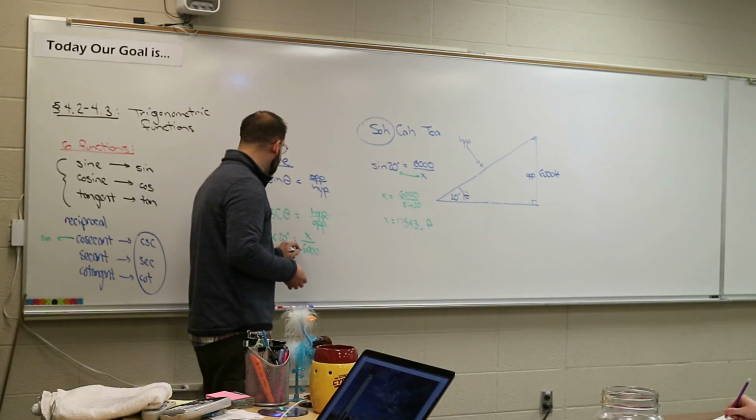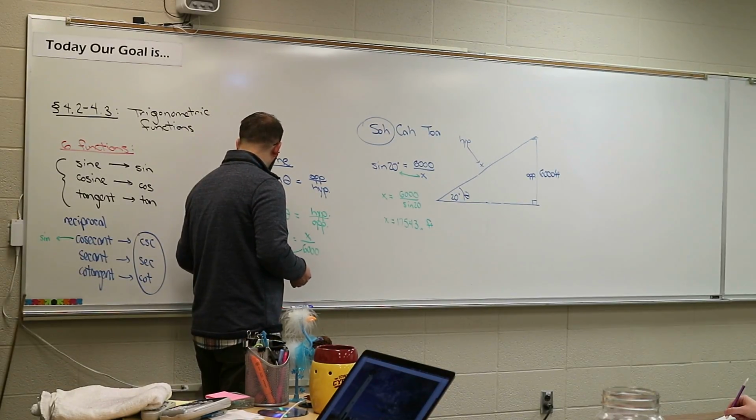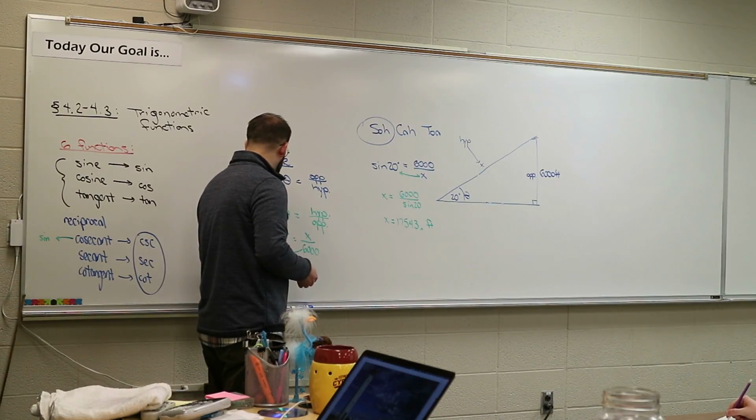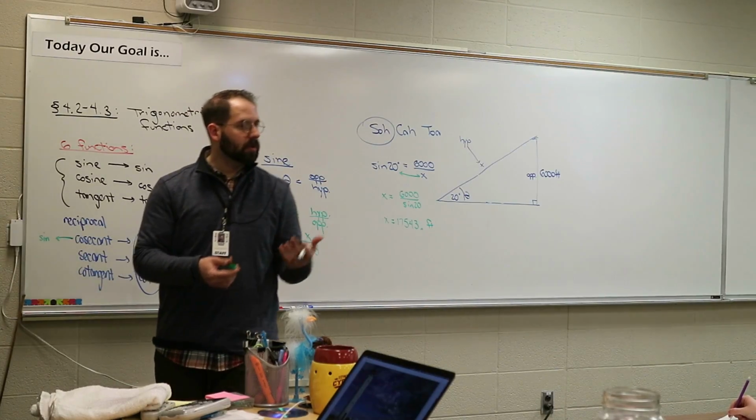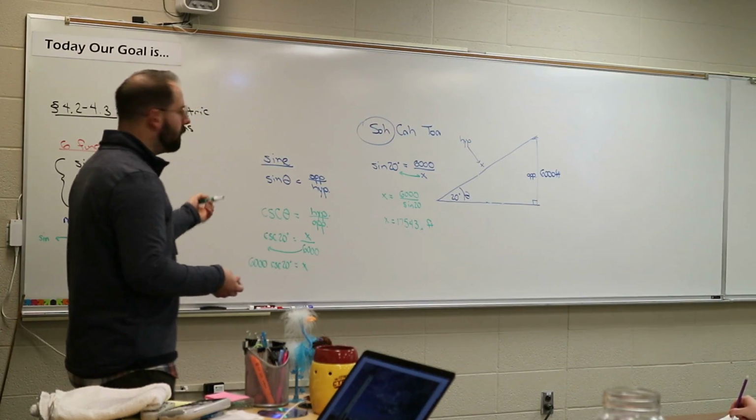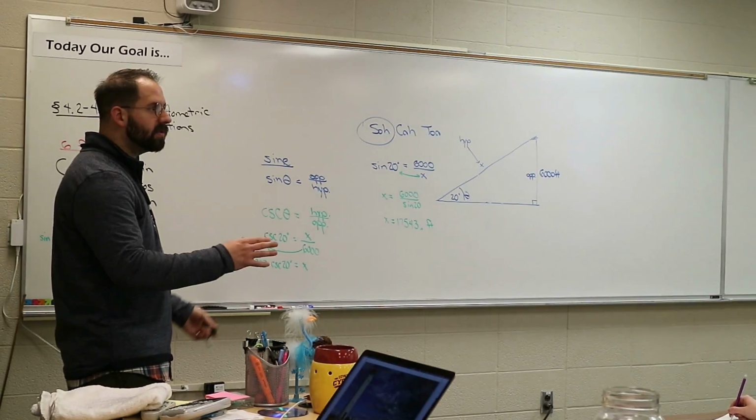I can multiply the 6,000 across. Now here's the only issue with doing this. You don't have a cosecant button. Now, it's not a big deal. If you have a Chromebook, which you do have, you could type that into Google exactly how you see it.